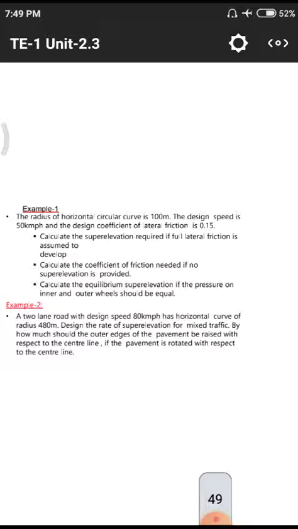In the third condition they are asking to calculate the equilibrium super elevation if the pressure on the inner and outer wheels should be equal. That means the pressure on the inner wheel and outer wheel should be equal, so we do not have a particular elevation. Equilibrium super elevation means we are not having some amount of elevation. For a normal flat surface, we have to calculate this E value. That means E equal to V square by R. We need to consider F also.